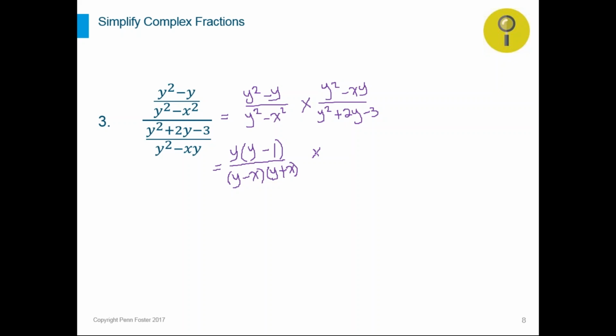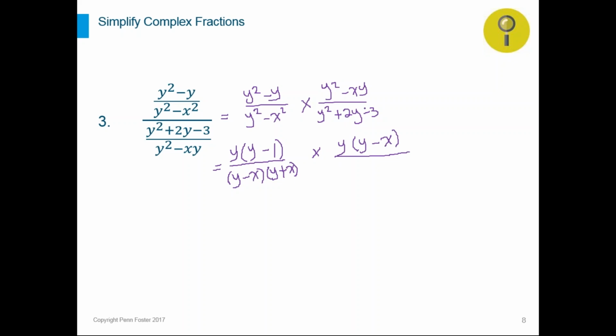Times y squared minus xy. I see that y is a common factor, then it's going to be y minus x inside the parenthesis over a trinomial.